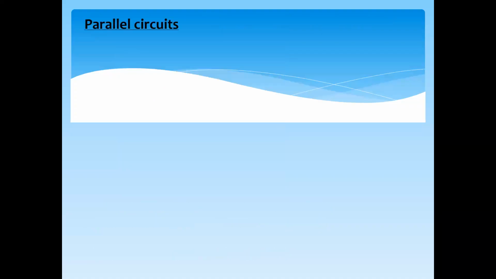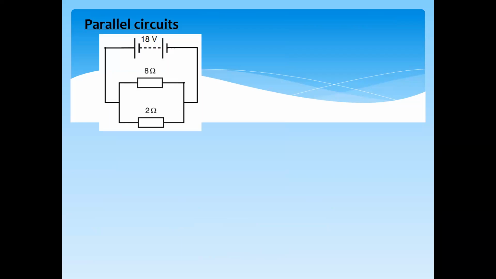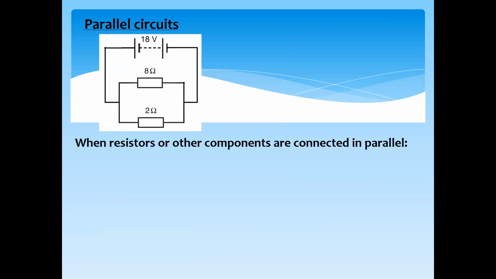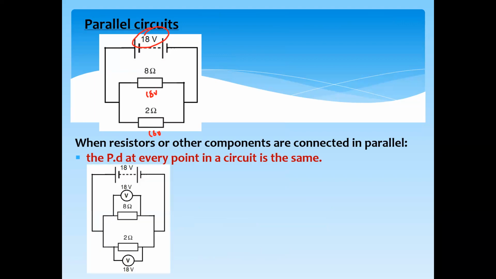Then we have parallel circuits. When two or more components are connected in parallel, the potential at every point is the same. What does it mean? For example, if we have 18 volts here, this will be 18 volts and this will also be 18 volts. They will receive the same voltage. So the voltage of the battery will be the same as the voltage across each component.